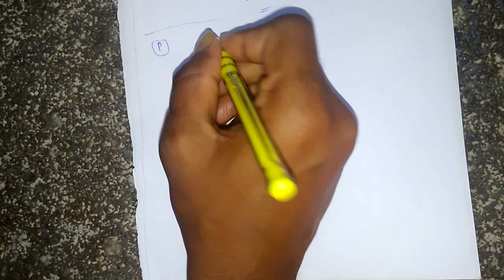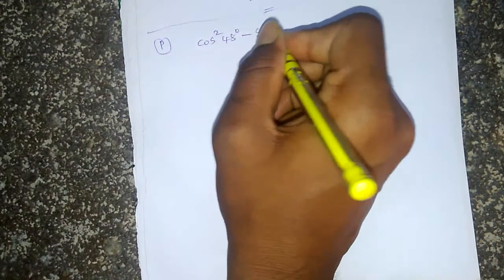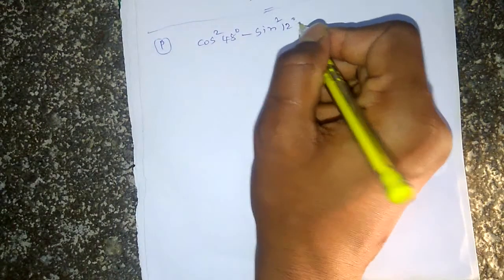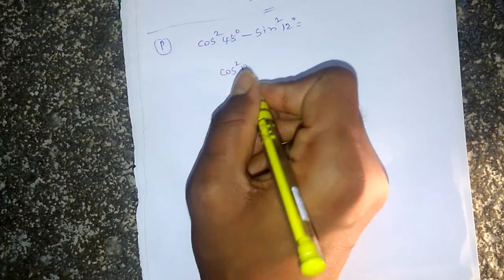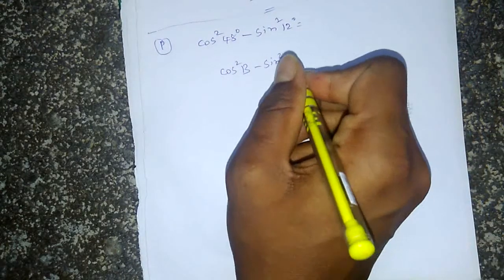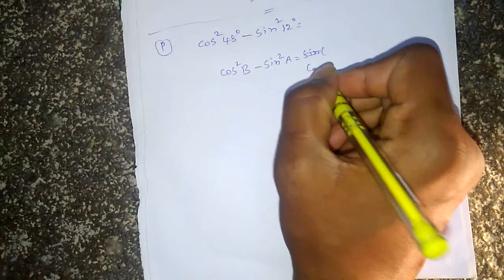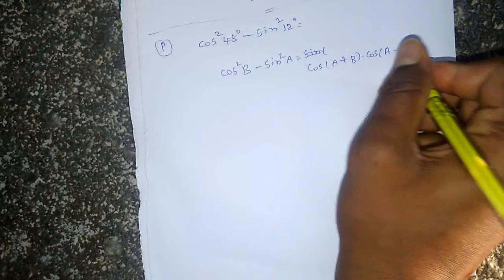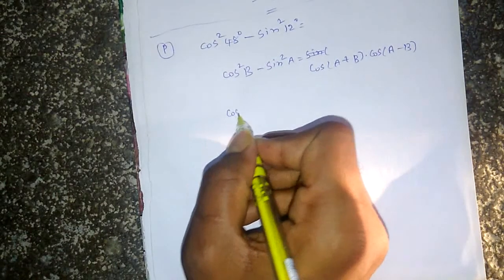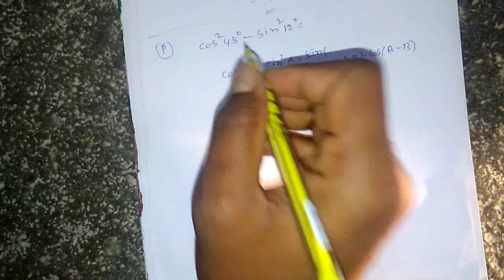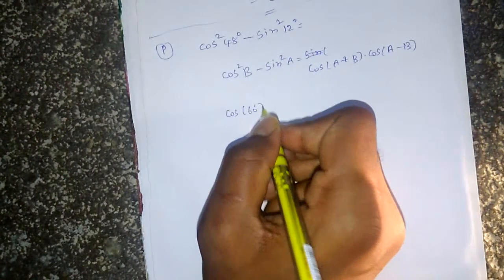Our next problem is cos square 48 degrees minus sin square 12 degrees. So here we have a formula cos square b minus sin square a is equal to, so what is the formula? Cos of a plus b into cos of a minus b. So that is cos of a is 12 degrees, b is 48, that is a plus b is 60 degrees.